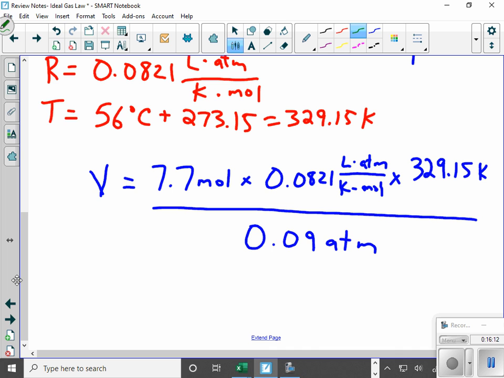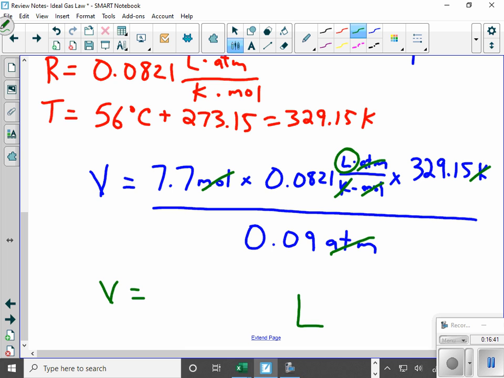Now, when I look at this and I start canceling, here's a mole up top, here's a mole at the bottom. Here's a Kelvin up top, here's a Kelvin at bottom. Here's an atmosphere on top, here's an atmosphere on the bottom. So it leaves me with a value with a label of L. Is volume in L? Yeah. So I've set this up pretty good. So now my volume is equal. I'm going to go through and do my calculations.